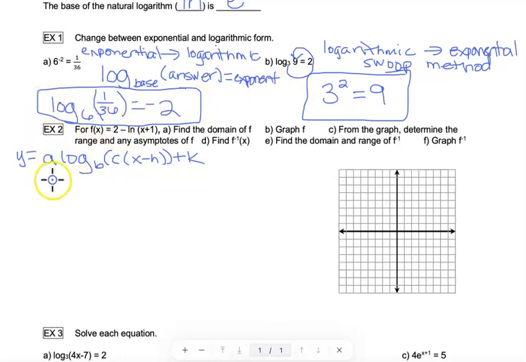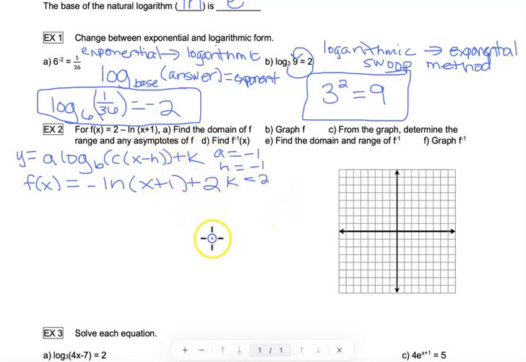So in this case, if I want to rewrite my f of x so that it looks more like this format, I would write it negative natural log of x plus 1 and then plus 2. So in this case, I can see that my a is -1. I also have an h value of -1, and I have a k value of 2.